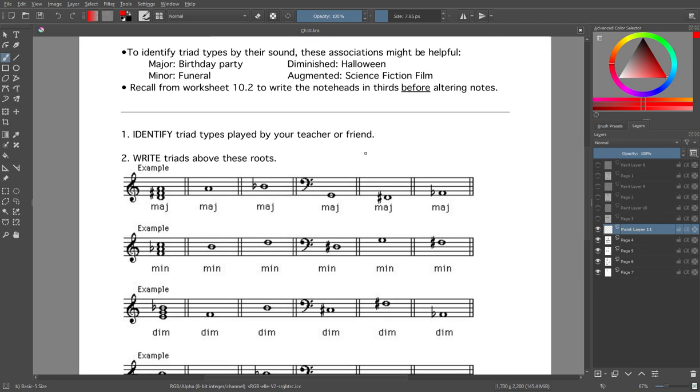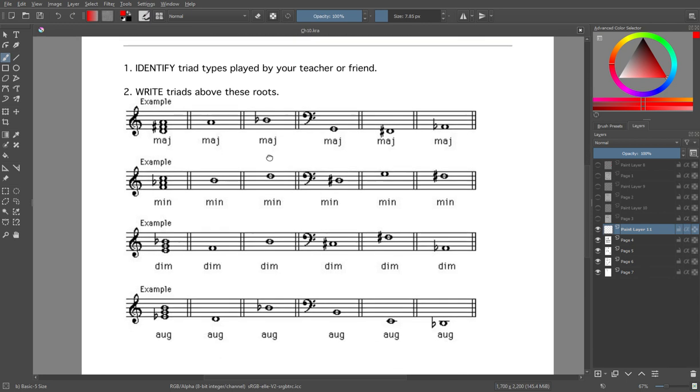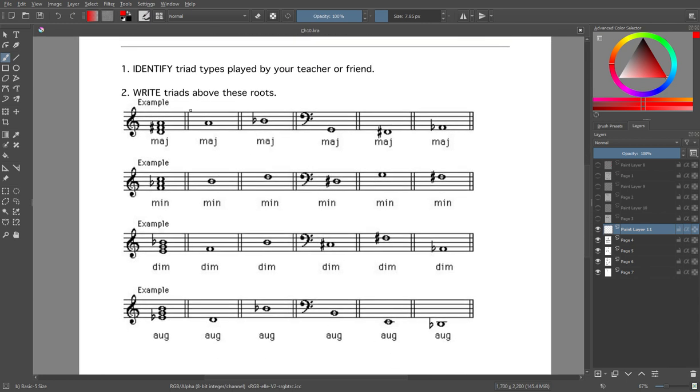So keep working on identifying by the sounds, listen to that other track, and we're going to look at writing them by their roots. Now, we need to write the note heads in thirds first and then alter them. So, here's this one. We're going to write a major triad. All the ones on this first row are going to be major, the next ones minor, then diminished, then augmented. So we're going to start with major.